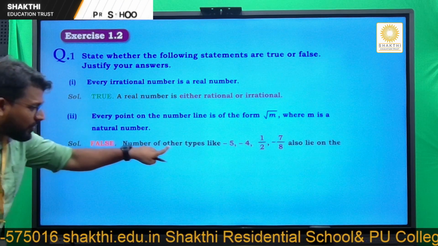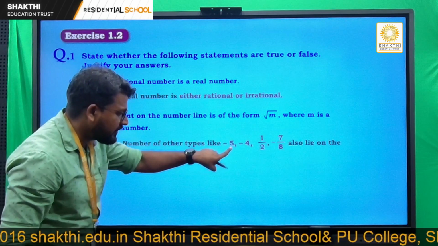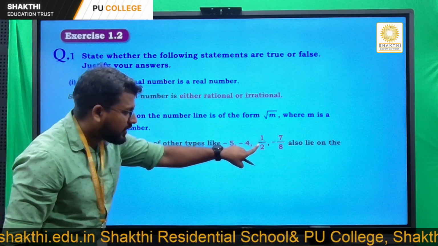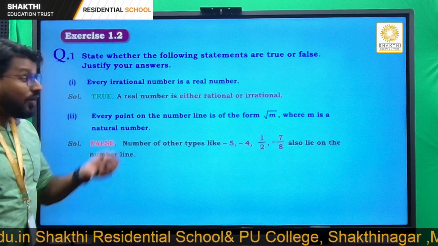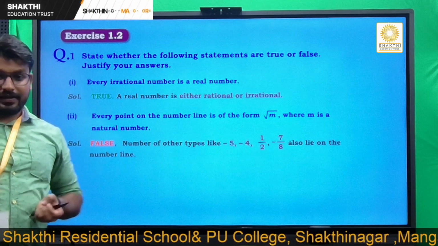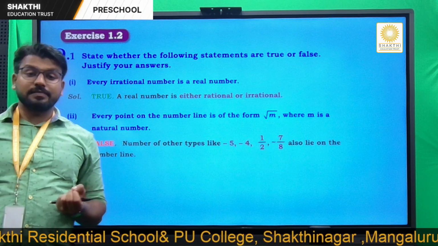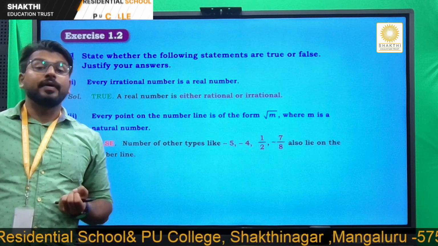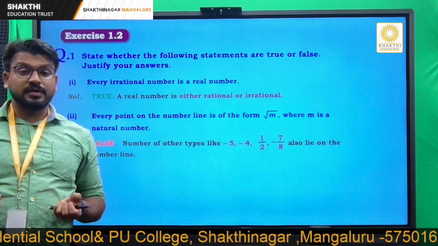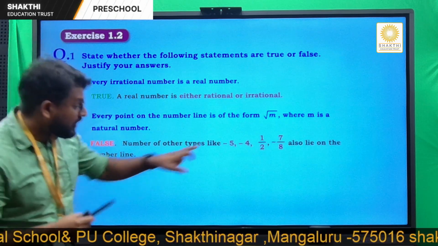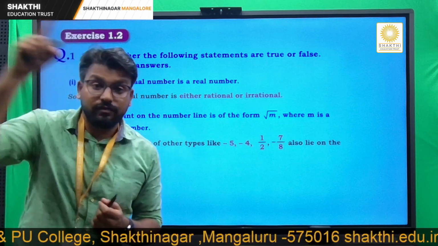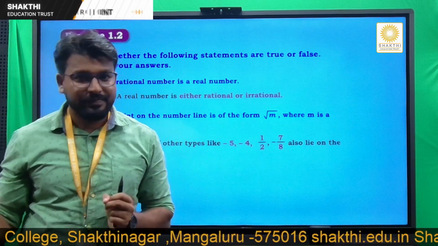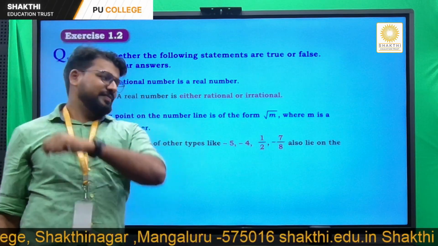Numbers of the type, let's say, -5, -4, half, and -7 by 8 also lie on the number line, but they cannot be expressed as the root of m, where m is a natural number. Because you can never get -5 as the answer if you want to write it in the form of root of m, isn't it? Very good.